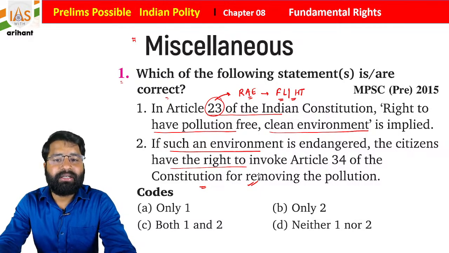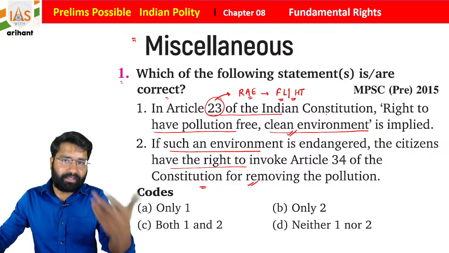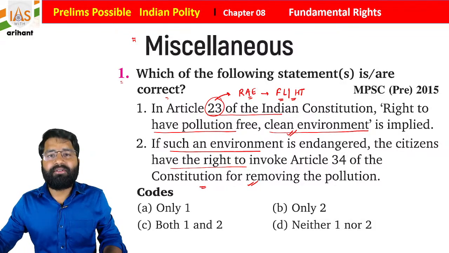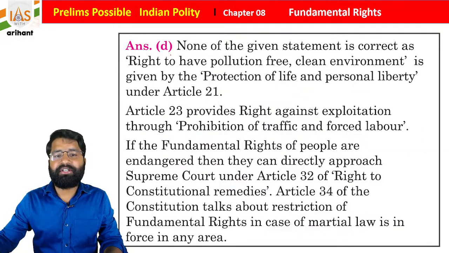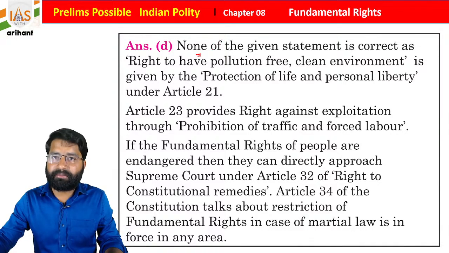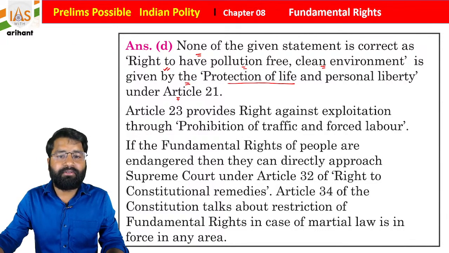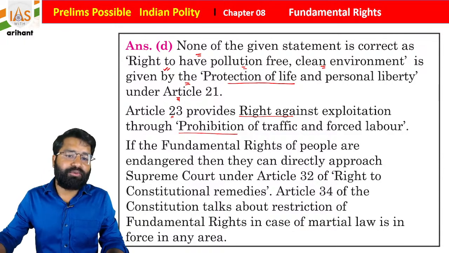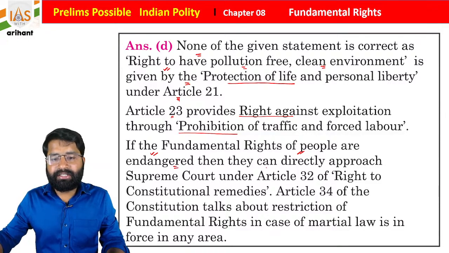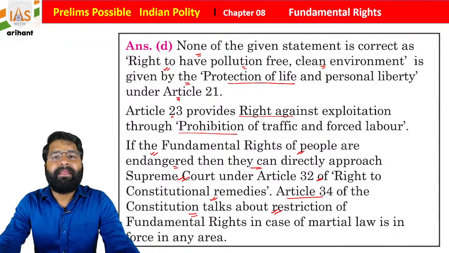So now you have to choose the correct answer, students. As you find, the right to a clean environment is your fundamental right under Article 21, not under Article 23, students. So neither 1 nor 2 is going to be the right answer. I am just sharing the explanation for the same. None of the given statements is correct. Right to have a pollution free clean environment is given by the protection of life and personal liberty under Article 21 of the Indian Constitution. Article 23 provides the right against exploitation through prohibition of human trafficking and forced labor. If the fundamental rights of people are endangered, then they can directly approach the Supreme Court under the right to constitutional remedies. Article 34 of the Indian Constitution talks about the restriction of fundamental rights in the case of martial law in certain areas, students.